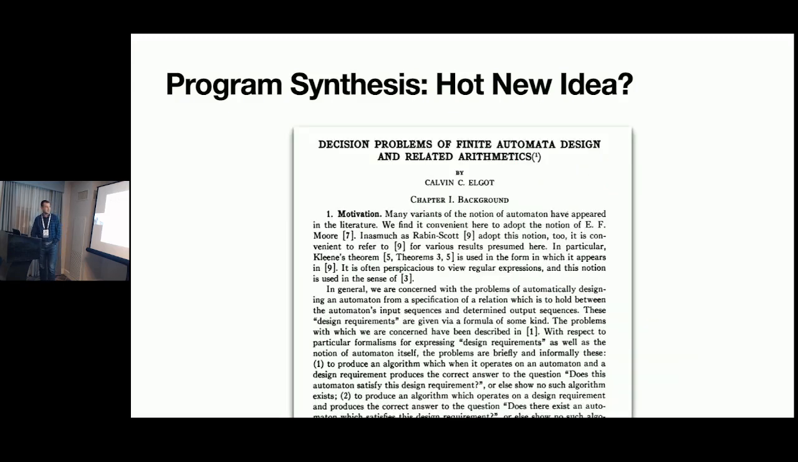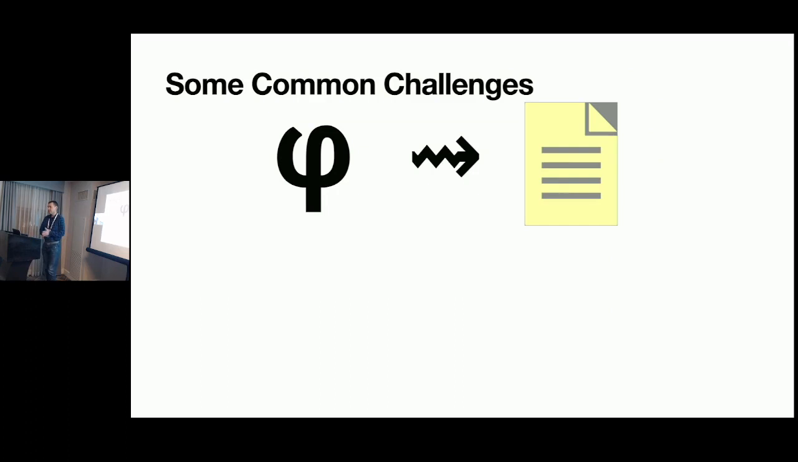In fact, it even goes back to the 60s, right when people started designing finite automata. They immediately got interested in this question of, how could I generate automata from some higher level descriptions? So I want to give you just a very high level perspective on what are some of the common challenges that arise in synthesis, and what are some of the techniques and approaches that the research community is taking to solve them.